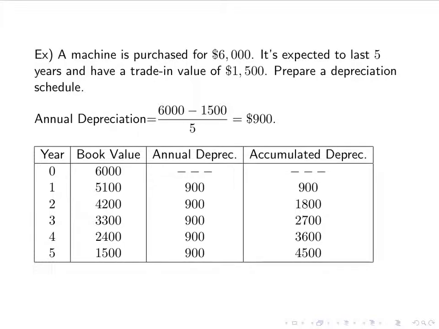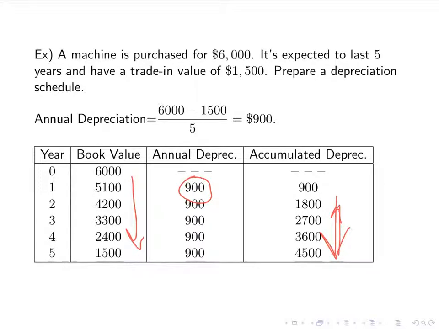So in book value, I am decreasing by my $900, and for the accumulated depreciation, I am adding $900 to it. So as I go down, I'm adding the $900. So you can think of them as offsetting each other. One column I go down by $900, the other column I go up by $900.